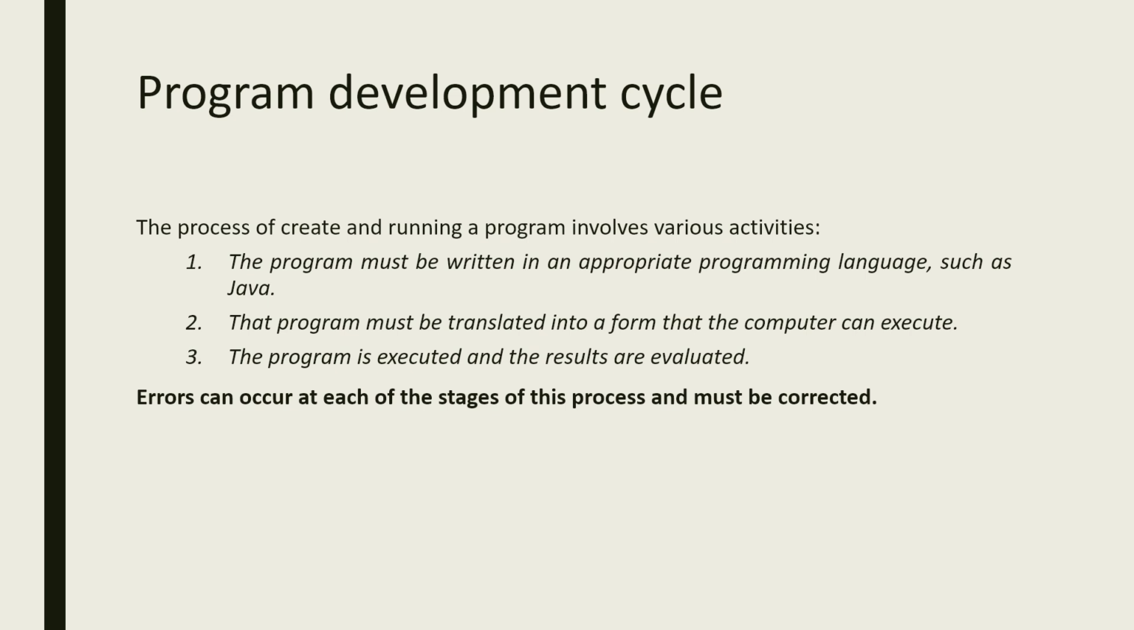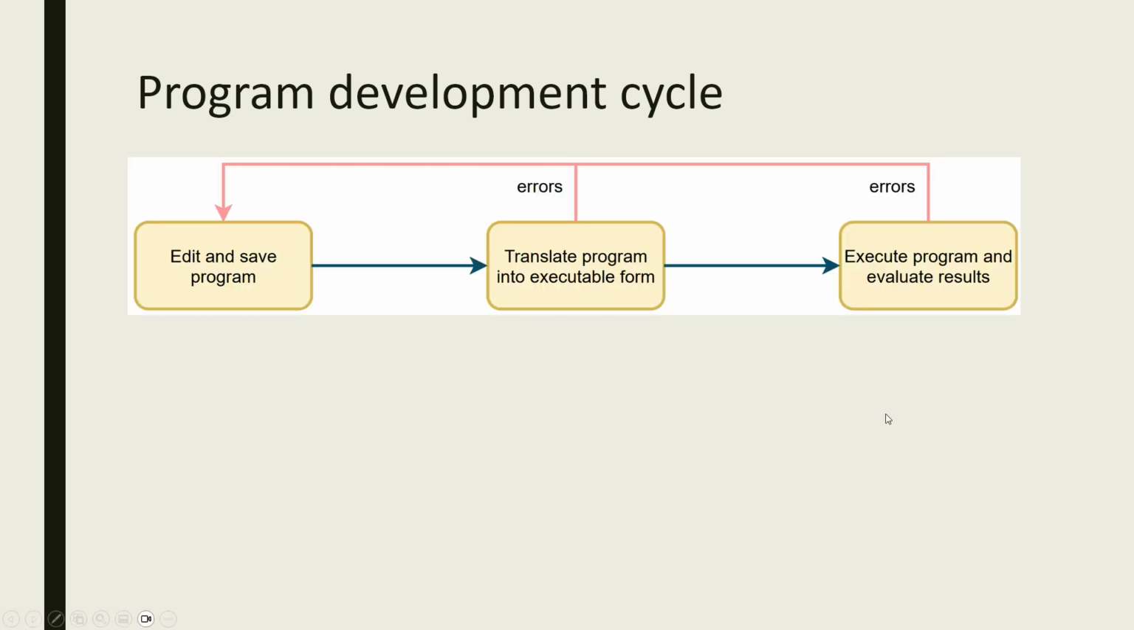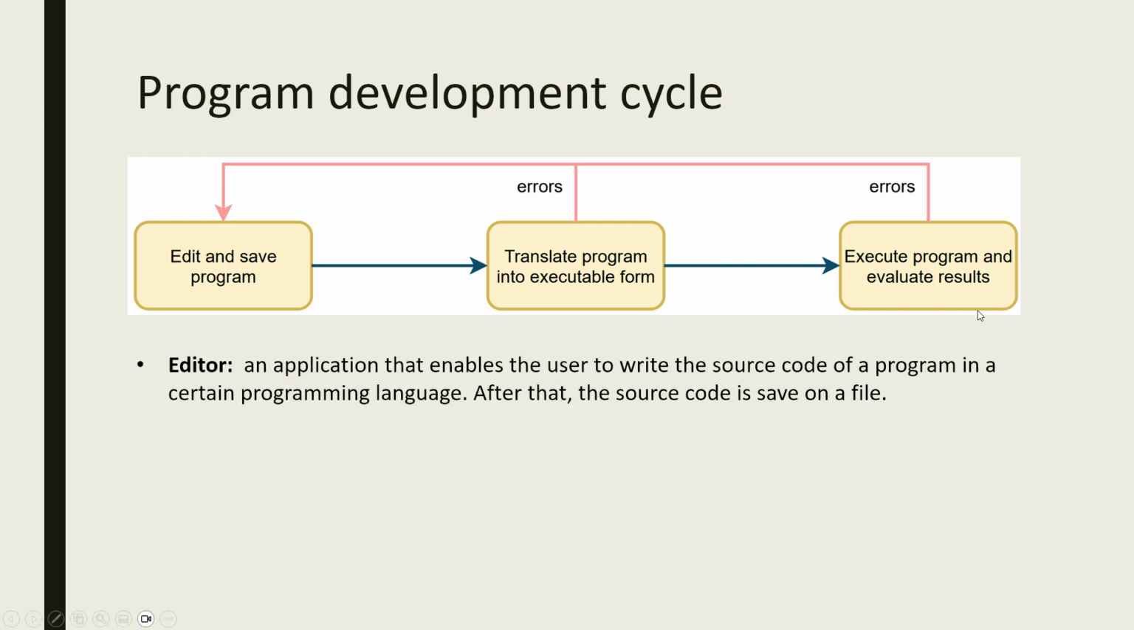Now, errors can happen at every stage in this process. This picture represents a very basic program development cycle. You can see that at every step, if we commit any error, we go back to the first step, edit and save program. For this step, we will use an application called an editor. An editor will help us to write in the target language, in our case Java, the source code.